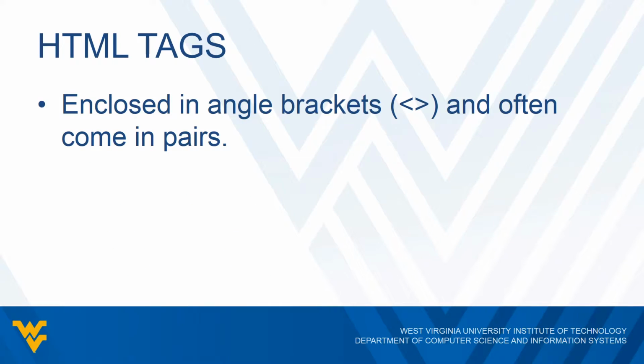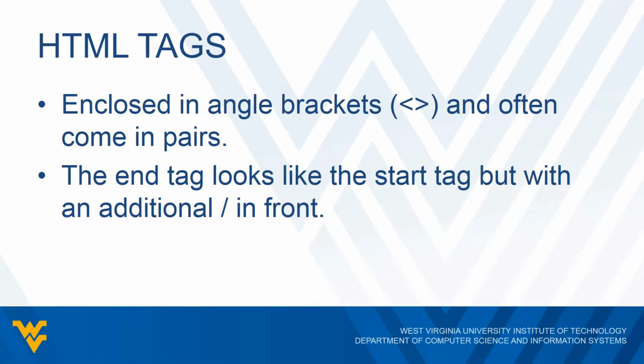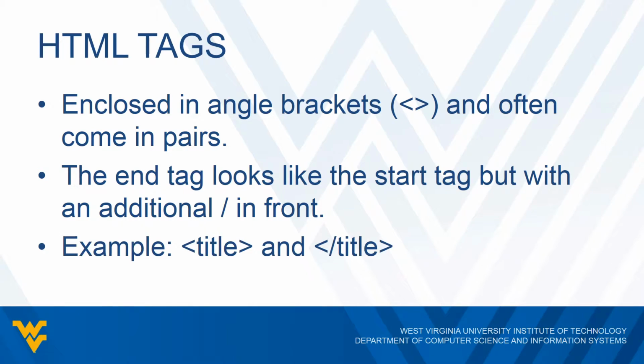HTML tags are enclosed in angle brackets, so the less than and the greater than symbols, and they often come in pairs. The end tag, which is the second tag in the pair, looks just like the begin tag. So we have a begin tag and we have an end tag, and the end tag looks like the begin tag, except that we have an additional / in front of the tag. Just to give you an example of these HTML tags, we may have something like title, with the less than and greater than symbols around it. So that's the begin tag. And then we have the end tag, which just has a / in front of the word title.